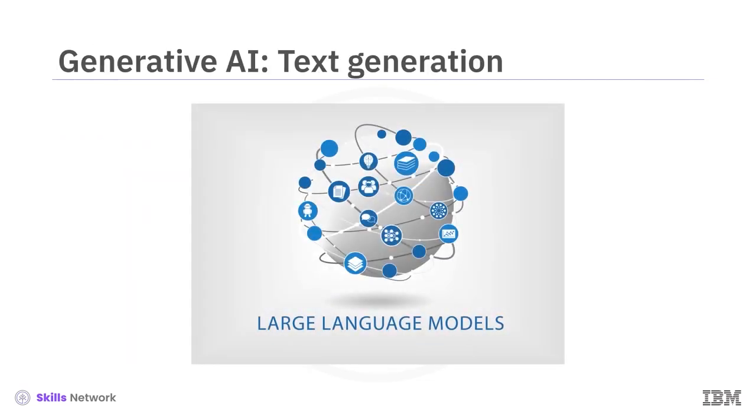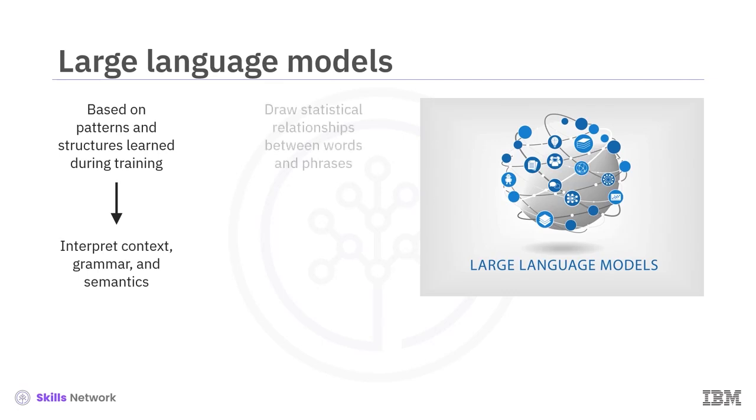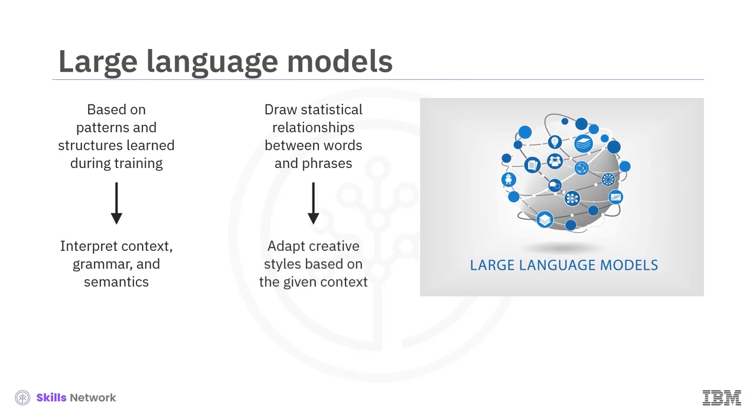At the core of the text generation capabilities of generative AI are large language models, or LLMs. Based on patterns and structures learned during training, LLMs interpret context, grammar, and semantics to generate coherent and contextually appropriate text. Drawing statistical relationships between words and phrases allows LLMs to adapt creative writing styles for any given context.